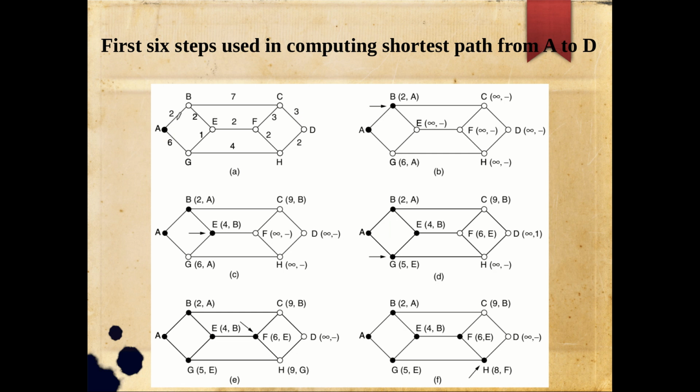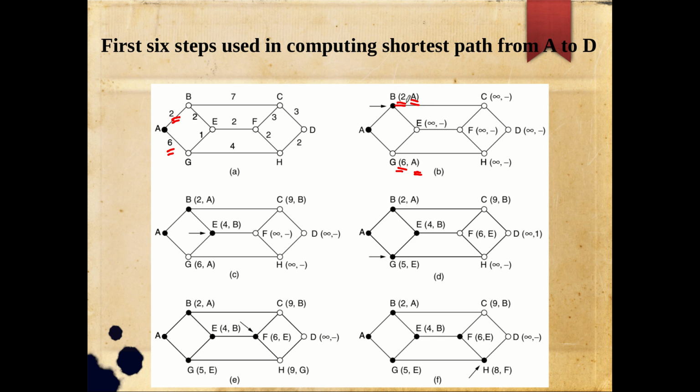So from A to B, the distance is 2. Here it is 6. Accordingly, I am updating the shortest path from A to B to be of length 2, with B's predecessor as A, and similarly the shortest path from A to G to be 6, that is the direct link distance, and its predecessor to be A. Now A is processed, its processing is over. Now from the remaining nodes, choose the one with the minimum distance value.